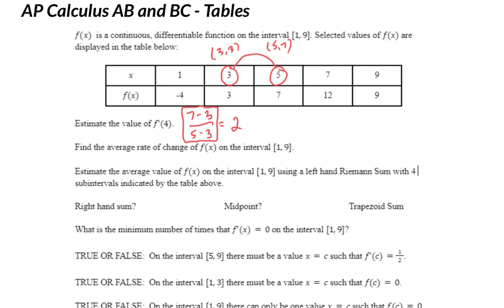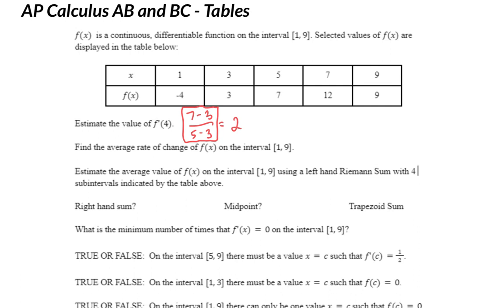If there's some context to this and there are units, figure out the units for the numerator, put that, and then divide it by the units for the denominator, if those things were asked about. All right, next, find the average rate of change of the function.